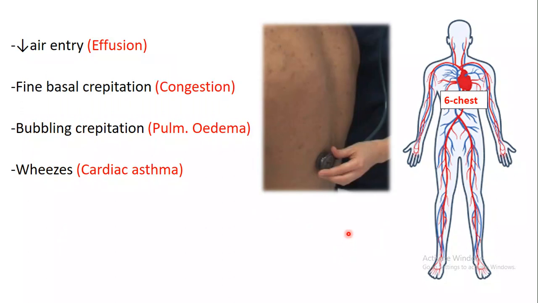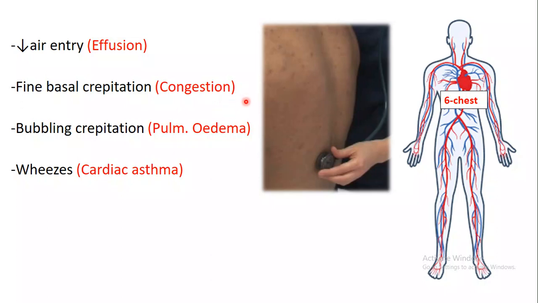Then moving to the back of the chest for auscultation of diminished air entry that might be seen in effusion, and crackles caused by fluid inside the alveolar space caused by congestion. And there is an important point to differentiate between crackles caused by congestion and those caused by fibrosis.